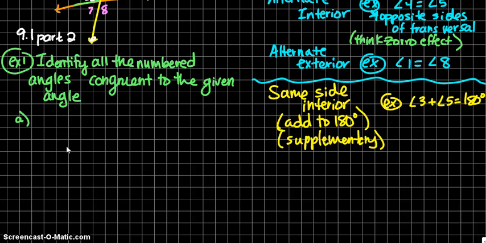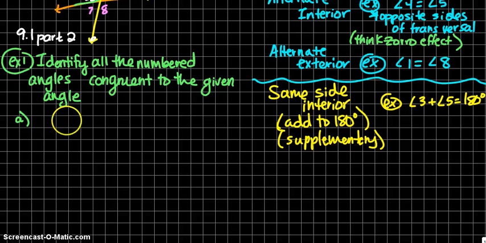Hey, so we just learned about these 4 different types of angle pairs you can find when you take two parallel lines and cut them by a transversal. Now we're going to do a few examples where we just identify angles. So we're going to identify all the numbered angles congruent to a given angle.